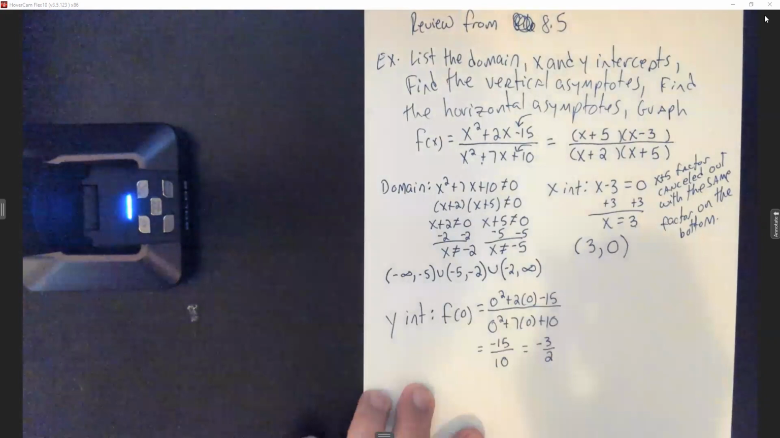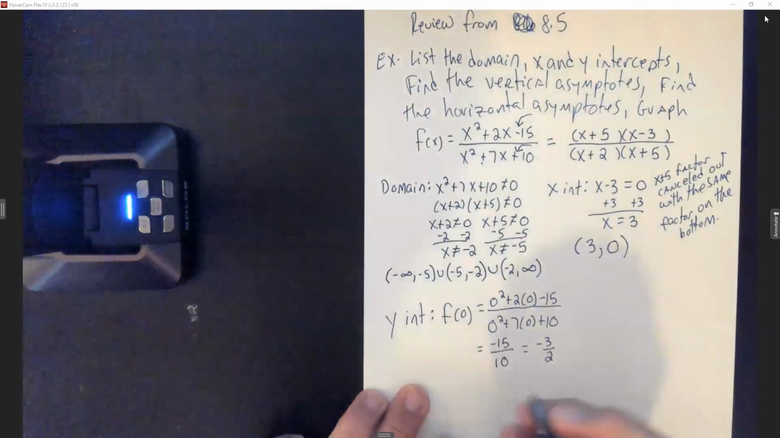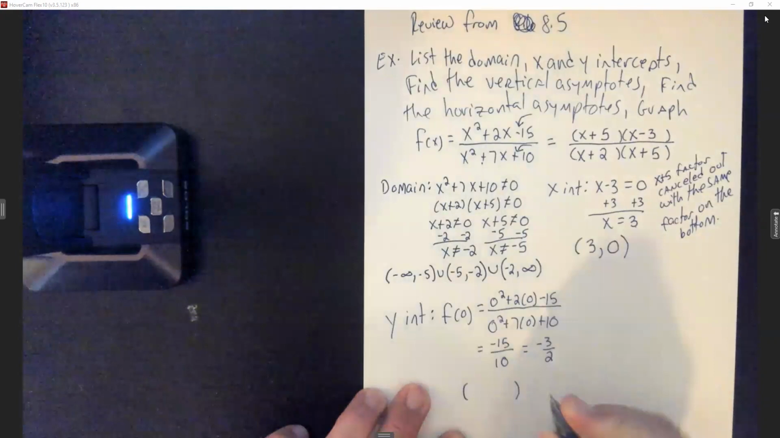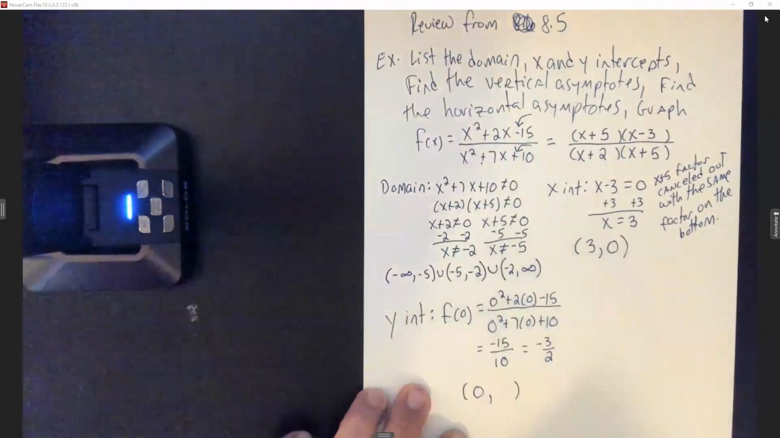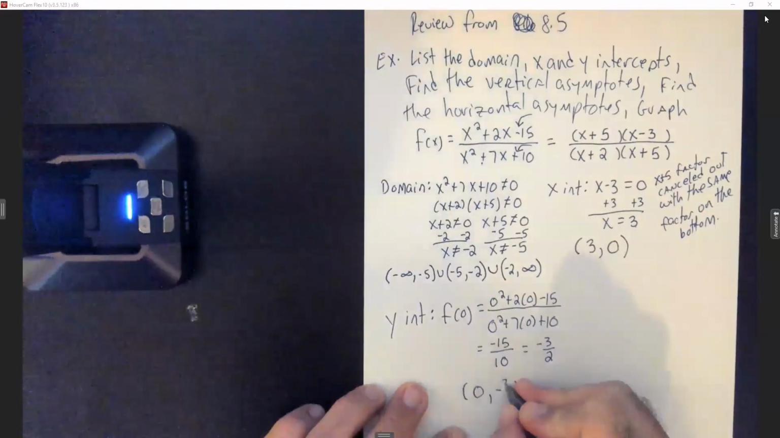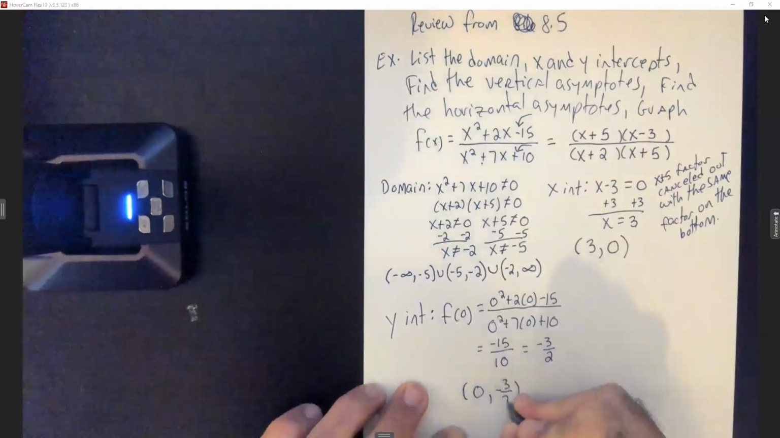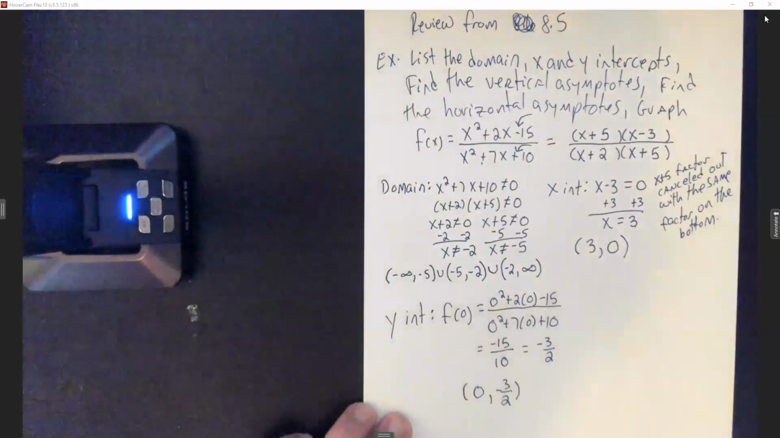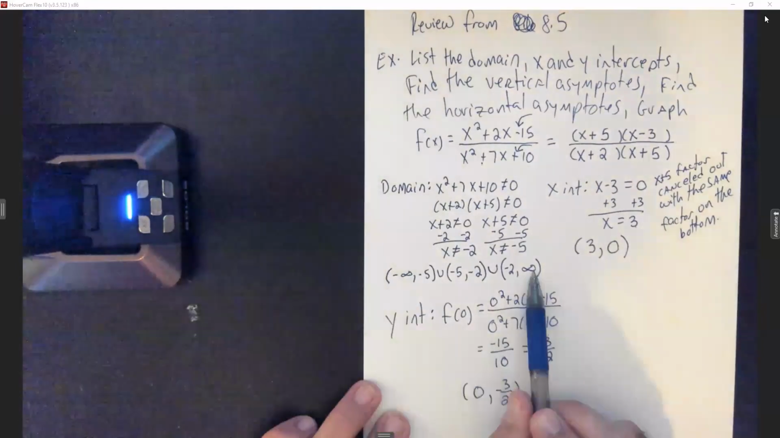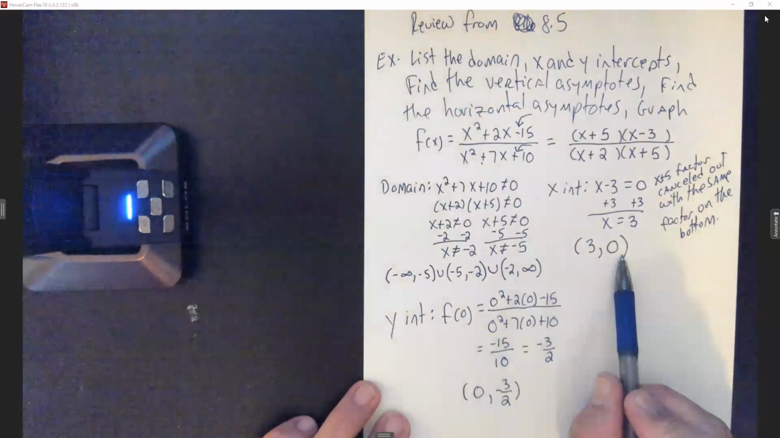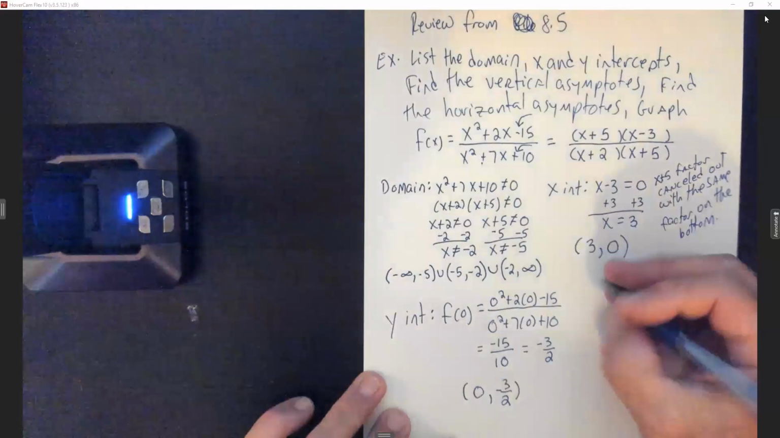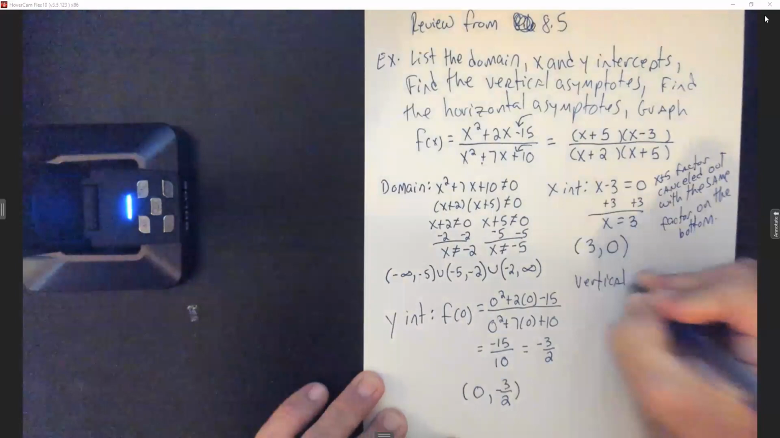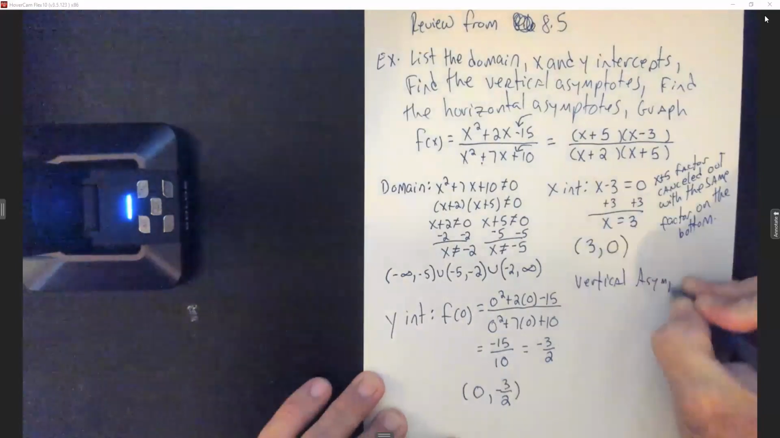So remember, to be a y-intercept, we plug the 0 in for the x, which means the x value will be 0. The y value would be a negative 3 halves. So I found my domain. I found my x-intercepts. I found my y-intercept. Next, they wanted me to find a vertical asymptote. I don't know if I say that right.